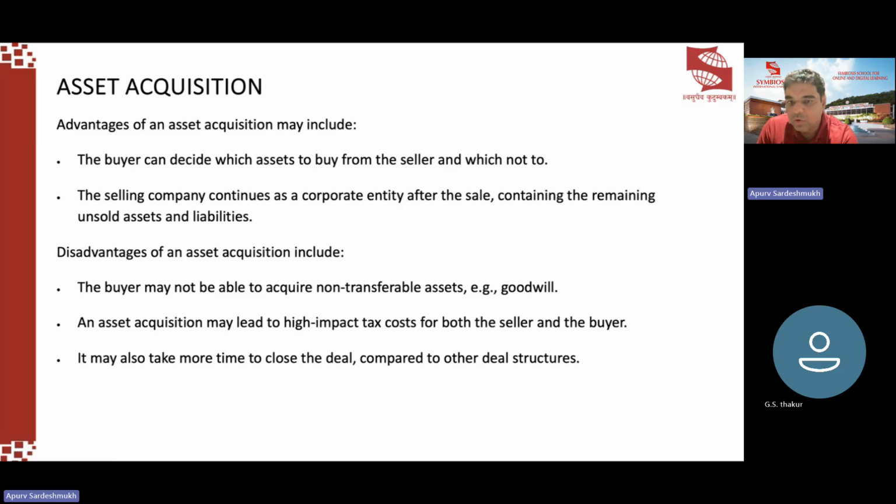Now, the disadvantages of an asset acquisition include that you may not be able to acquire non-transferable assets. For example, the goodwill of a company is something that cannot be transferred unless you acquire that entire company. So non-transferable assets like goodwill cannot be acquired.